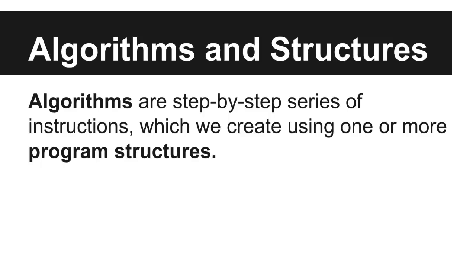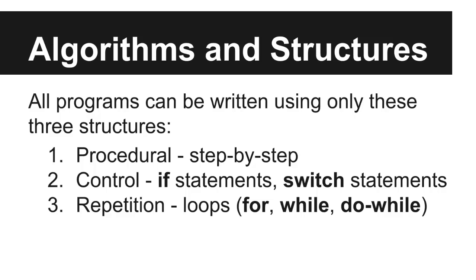Within the scope of this class, within the scope of CIST 1400, we create algorithms in the Java programming language using one or more program structures. And these program structures are as follows. We have the procedural, which is step-by-step, that does line 1, then line 2, then line 3, then line 4. And that's the one we've been using already. That's the one that we sort of use by default.